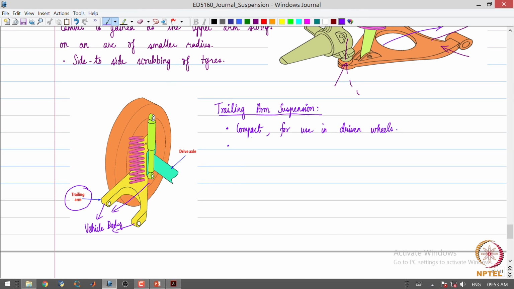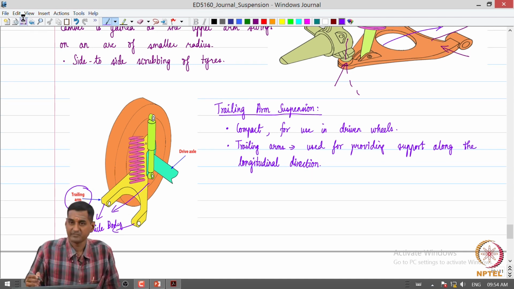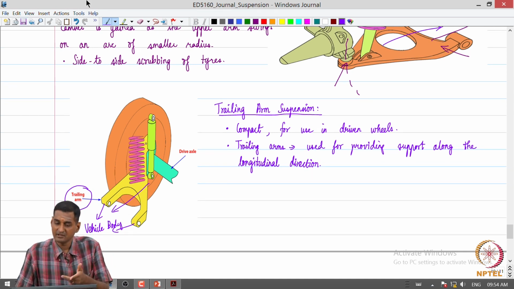However, today these trailing arms are by and large used for providing support to other types of suspensions. That is the common use of this trailing arm, along the longitudinal direction. We will encounter these trailing arms when we look at other types of suspensions. I will stop here and we will continue in the next class. Thank you.